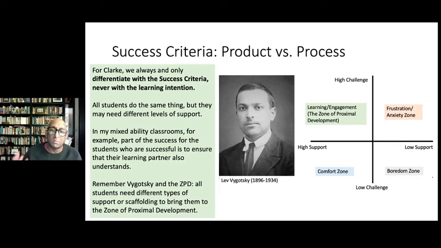It's the amount of support they need that helps put them in the ZPD, the learning and engagement zone. It's the amount of support that helps them find their place. So for me, in my mixed ability classrooms, part of the success for all my students is to ensure that their learning partner also understands. And that is particularly for those students who are high attaining and who are making progress. Part of their responsibility is to ensure that the person they're sitting with is also making that progress.